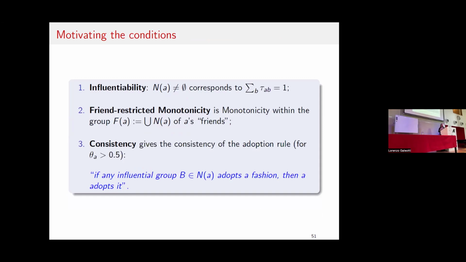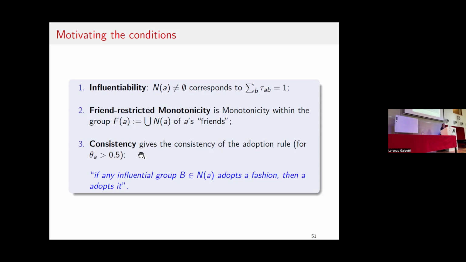How do I motivate these conditions? Well, if you think back of my weighting function, then the influentiality condition, the first one, would correspond to saying that all the relative weights that you put in your influential circle, on all your friends, should add up to 1. The friendship restricted monotonicity condition would be kind of monotonicity within the group of all agents' friends.